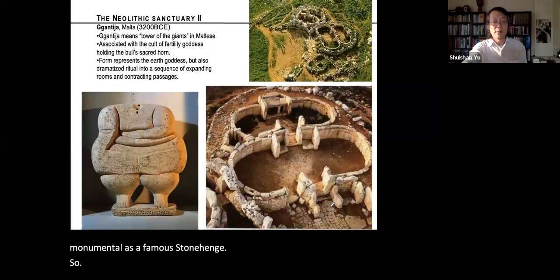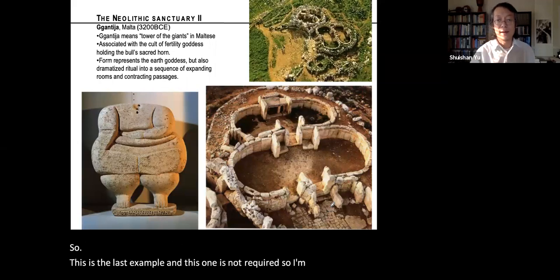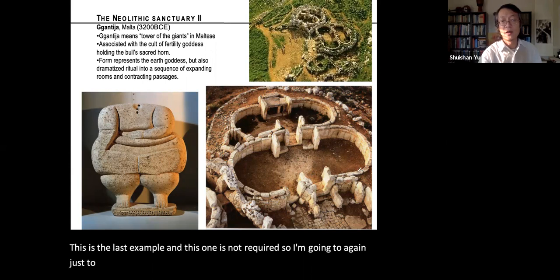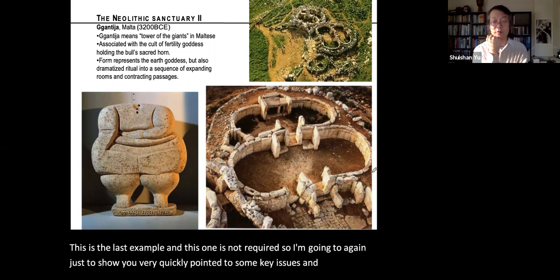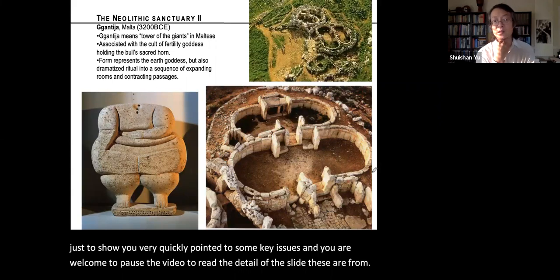So this is the last example, and this one is not required. So I'm going to, again, just point very quickly to some key issues, and you are welcome to pause the video to read the detail of the slide. These are from the Maltese islands.